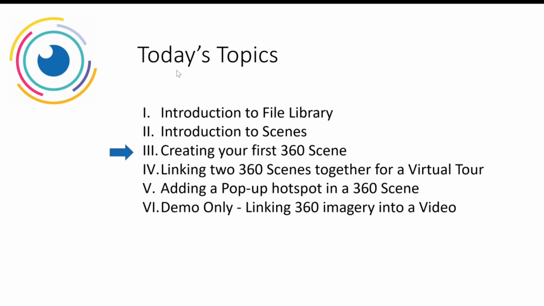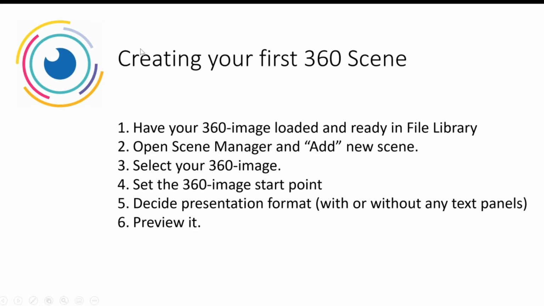Let's go ahead and create our first 360 scene. So what's that going to involve? Well, you got to have your 360 image loaded and ready in the file library. We're going to open the scene manager. We're going to go add new scene. We're going to select a 360 image. We're going to set the starting point for the 360 image. We're going to decide the presentation format, with or without the text panels on the side, and then we're going to preview it. So let's go do that.